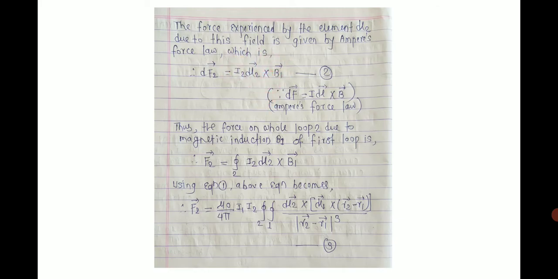We calculate the total force. Thus the force on loop 2 due to the magnetic induction B1 of the first loop, the total force, we calculate by integrating equation number 2. Therefore F2 is equal to integration over the closed loop, because differentiation and integration cancel, so the remaining F2 is equal to integration over the closed loop of I2 dl2 cross B1.